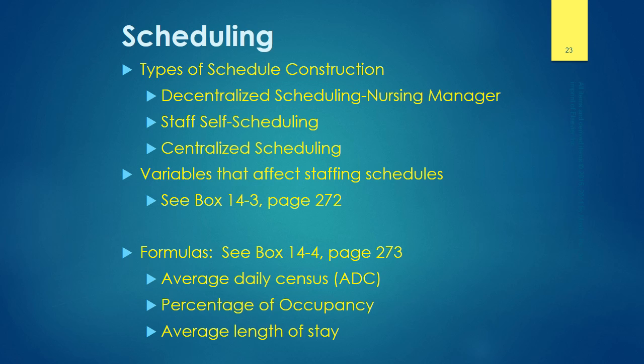Variables that affect staffing schedules. You can refer to box 14-3 on page 272. There are formulas in box 14-4 on page 273. They include the average daily census, the percentage of occupancy, and the average length of stay. You should be familiar with how these are calculated.